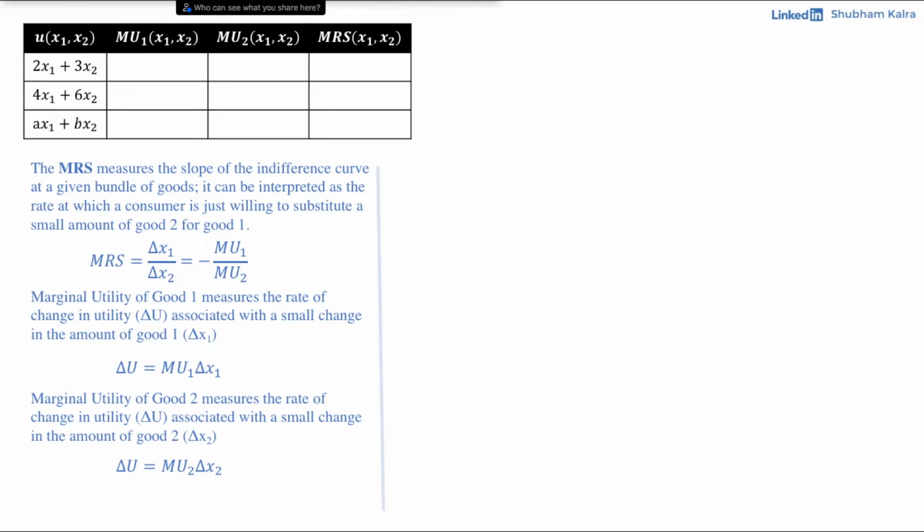Similarly, your marginal utility for good 2 measures the rate of change in utility associated with a small change in the amount of good 2. Mathematically, your delta U is equal to MU2 delta x2.